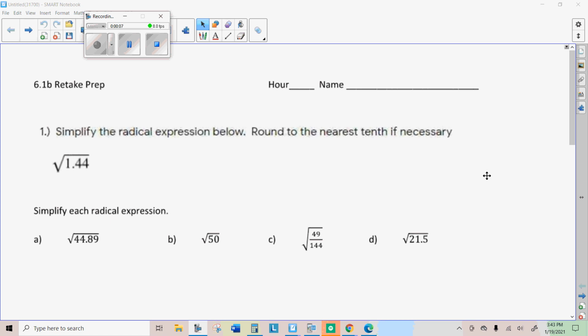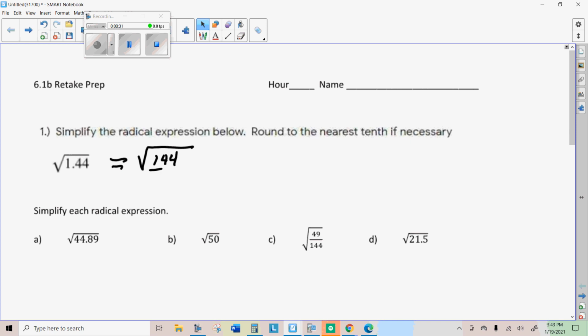If you're watching this, then you're wishing you could retake the 6.1b objective. All right, to help us out with number one, we're going to use our calculator. So we want to do the square root of 1.44. You could actually do it without your calculator. I'll show you that real quick. But you might find it easier.